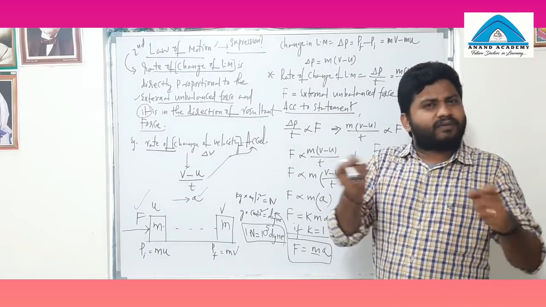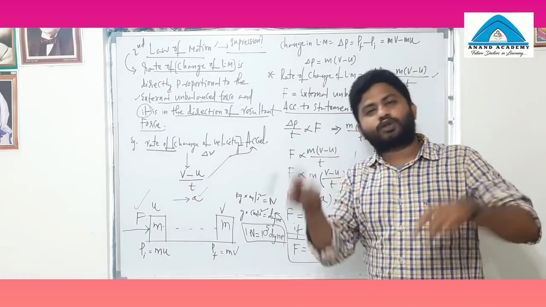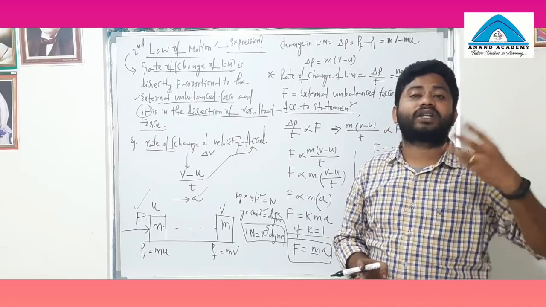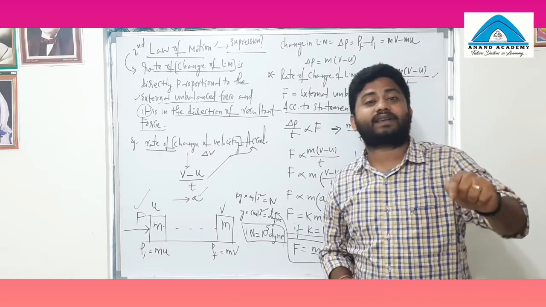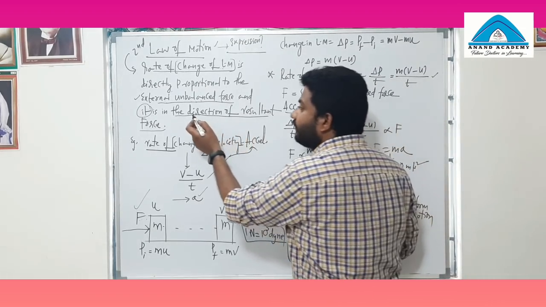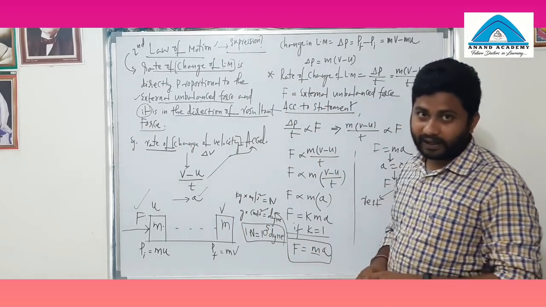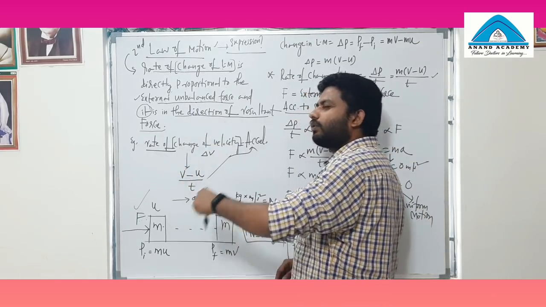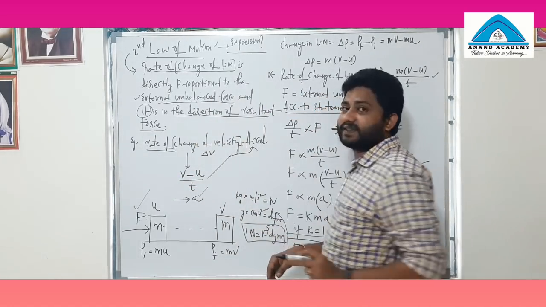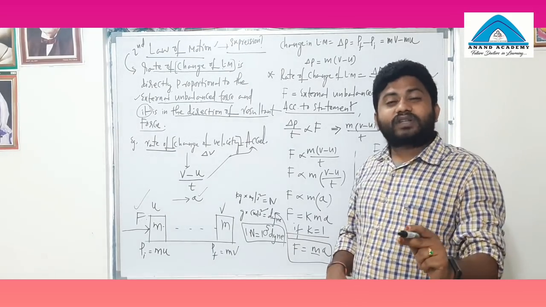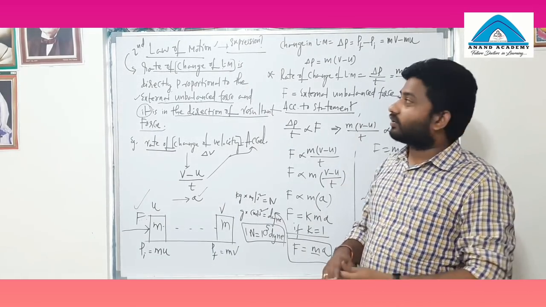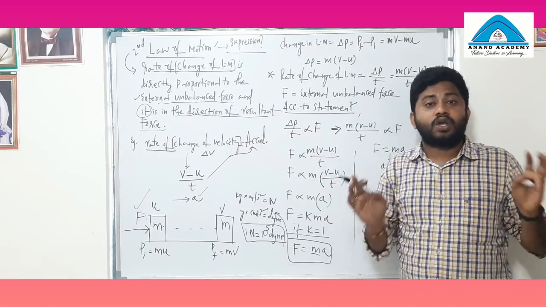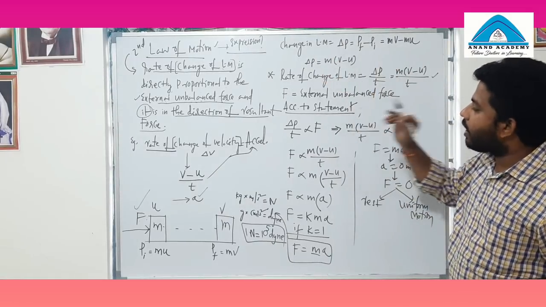So, linear momentum is a vector quantity. Change of linear momentum is also a vector quantity. Is it clear? Rate of change of linear momentum is a vector quantity, and that vector quantity will have its direction. That direction will always be in the direction of the resultant force. Right? If the resultant force acting on a body is towards the left side, the rate of change of linear momentum also will be in the left side. If the resultant force acting on the body is in the right side, the rate of change of linear momentum also will be in the rightward direction. So that's the concept of Newton's second law of motion.